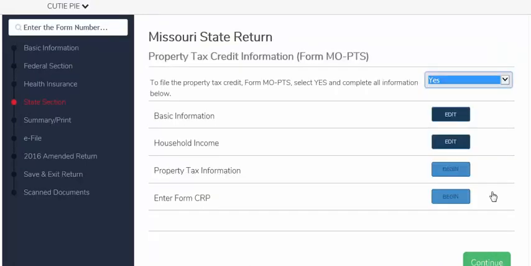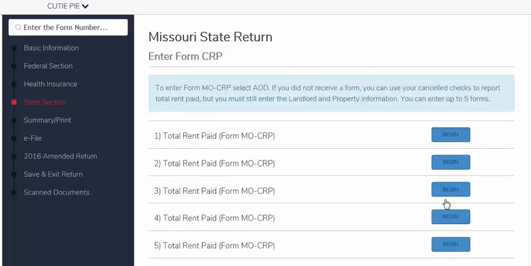Then it asks us to enter the property tax information. If a person was a renter, they won't have to fill this out. But if they owned their own home during any part of the year and they're hoping to claim the Missouri property tax credit, they will have to fill that out. So we'll fill that out here in just a second when we go back through and do the portion of the year that they owned their own home. Then we go here to enter form CRP. A CRP is just information pertaining to the addresses that we lived at.